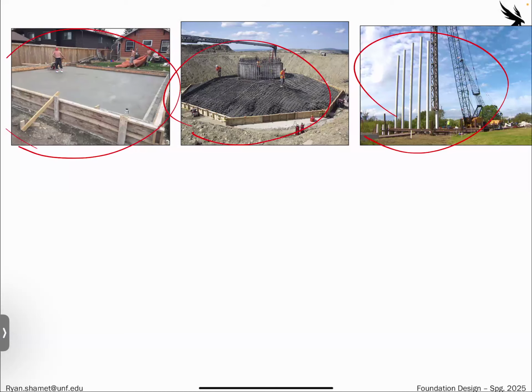But not only do we usually see these types of foundations, what we're going to get into is how to choose which is best.